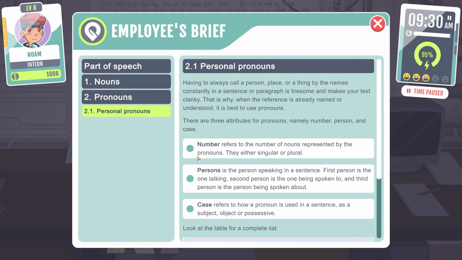Alright, so we got pronouns now. Having to always call a person, place, or thing by the names constantly in a sentence or paragraph is tiresome and makes your text clanky. That is why, when the reference is already named or understood, it is best to use pronouns. There are 3 attributes for pronouns, namely number, person, and case.